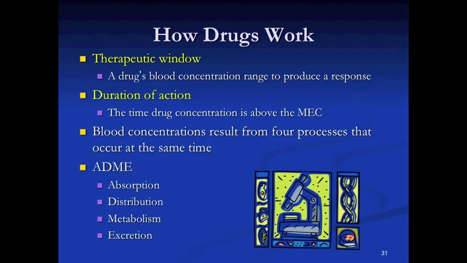In Chapter 1, we introduced the term pharmacology. When it comes to the factors that determine blood concentration of the drugs, we're going to look at pharmacokinetics, which is what the body does to the drugs. There are 4 processes that make up pharmacokinetics, and we call them ADME: absorption, distribution, metabolism, and excretion.